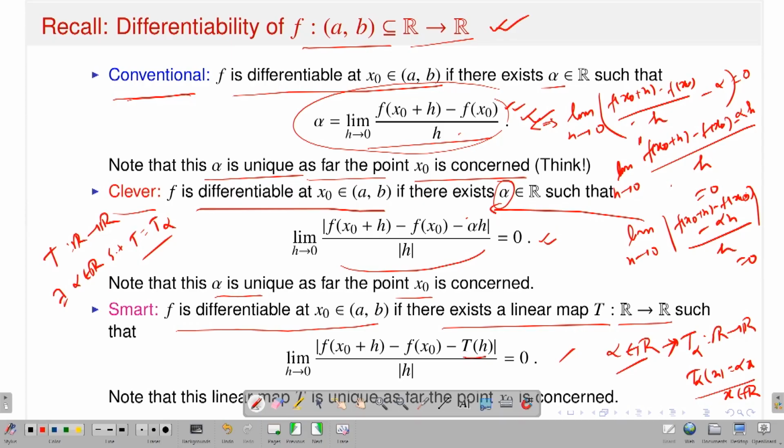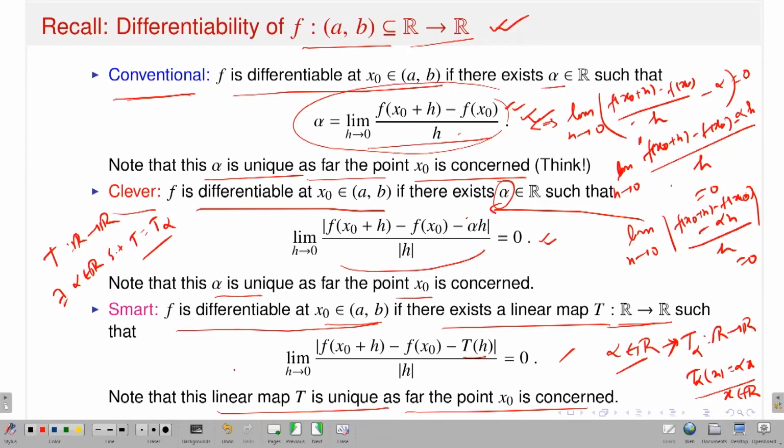So, now the smartest way to look at the definition is this, again from the real variable case, for functions from R to R: f is differentiable at the point x naught in the open interval a b if there exists a linear transformation T such that modulus of f of x naught plus h minus f of x naught minus T of h, divided by mod h, goes to 0. Note that this linear map T is unique as far as the point x naught is constant, because alpha is unique. Therefore, given T alpha, the linear transformation is also unique.